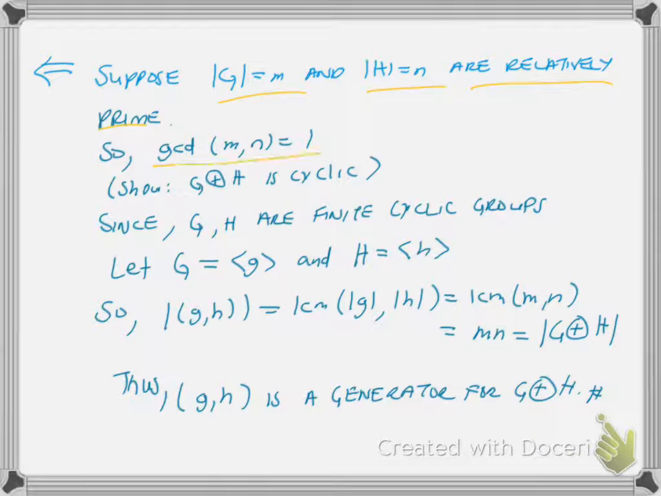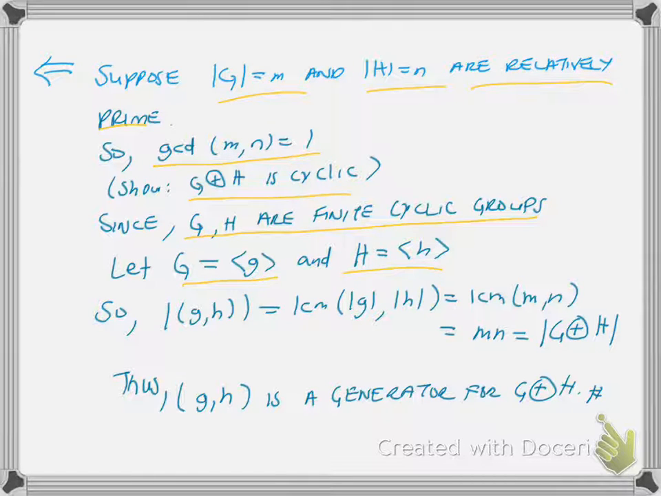So the GCD of M and N equals 1. Now we have to show it's cyclic, okay? But let's not forget that we do have the fact that G and H are finite cyclic groups. So that means let G be equal to the cyclic subgroup generated by little g, and let H be equal to the cyclic subgroup generated by little h.